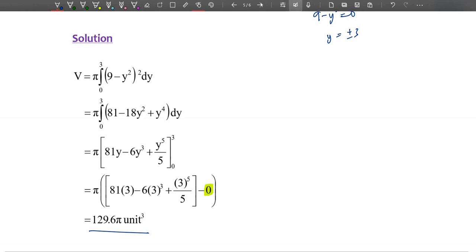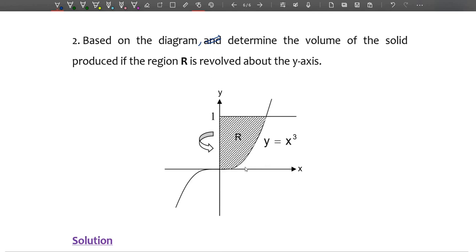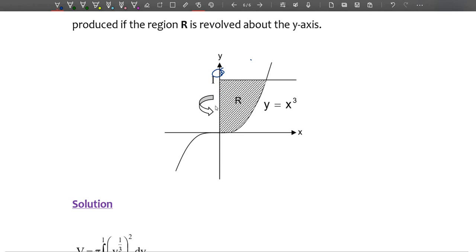Next, based on this diagram, determine the volume of the solid produced if the region R here is revolved about the y-axis. That means it revolves about the y-axis. Since this is the axis of rotation, from the axis of rotation to the farthest part of the region bounded, this is your r radius. R is horizontal, which means automatically the volume should be integrated with respect to y.